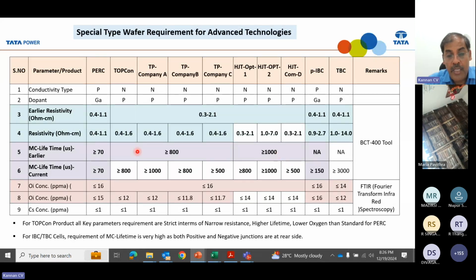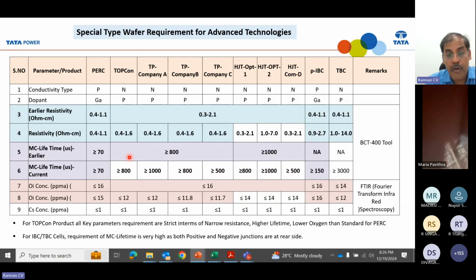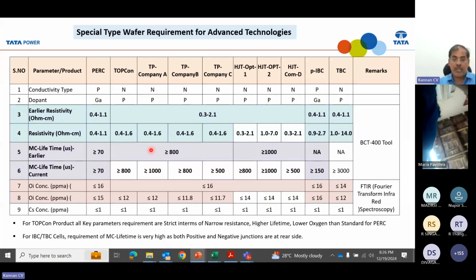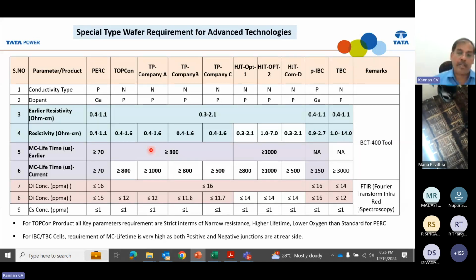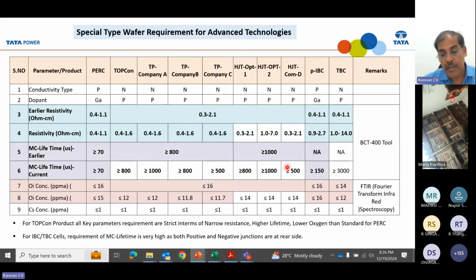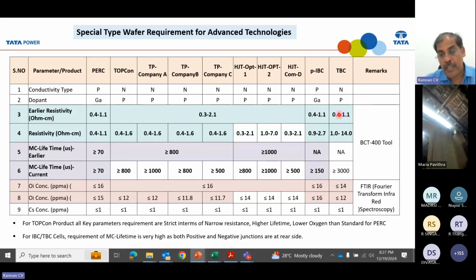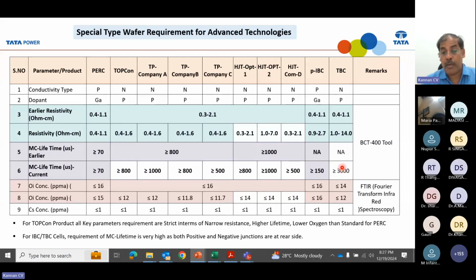And now, because efficiency is increasing, the demand for wafer quality is increasing. So obviously, 800 is now not sufficient for some companies who have started using it. A minority carrier lifetime of 800 microseconds is not sufficient. They need an even higher minority carrier lifetime, in some cases even 3000 microseconds. If you see here, TPC back contact technology needs 3000 microsecond lifetime quality.